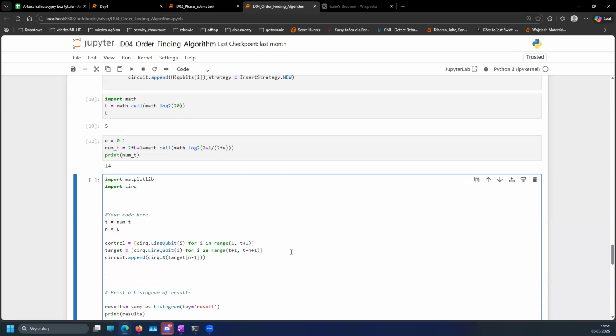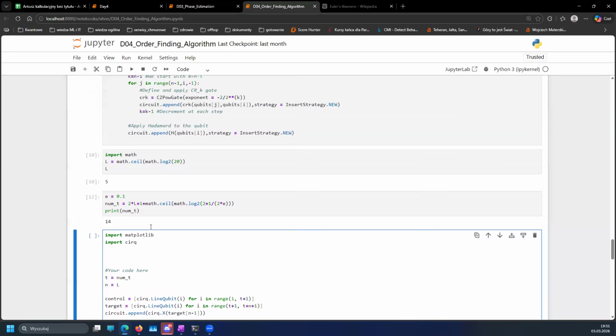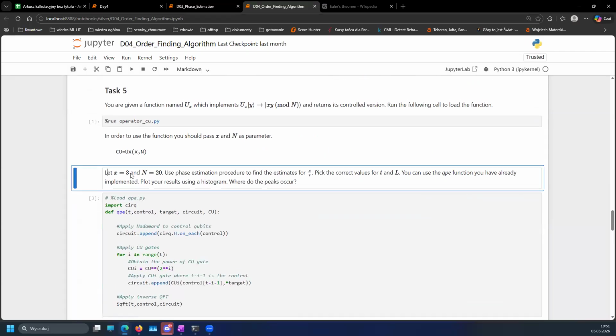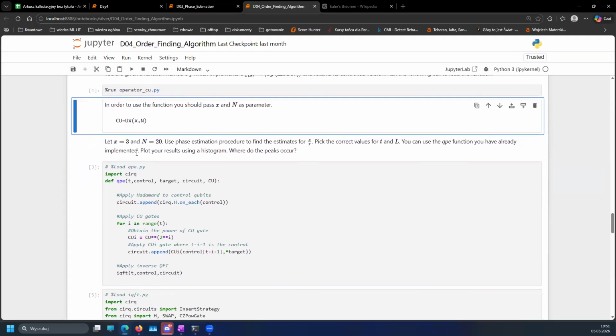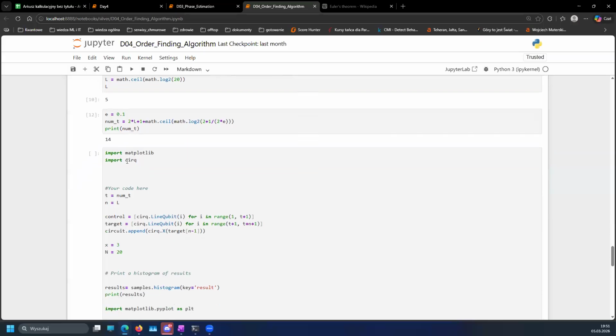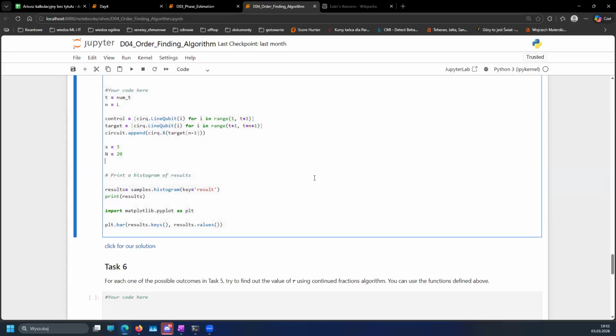Okay, now let's create the operator CU that we have. So now our lucky guess of X will be equal to 3, and N is equal to 20, yes. So we derive those two numbers from the task. So this is our lucky guess for A, or in this case X. And here we also have an instruction how to declare our quantum operator, which is given. So I will write it this way: Ux, X, big N.